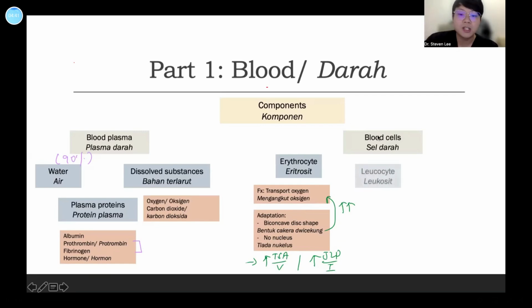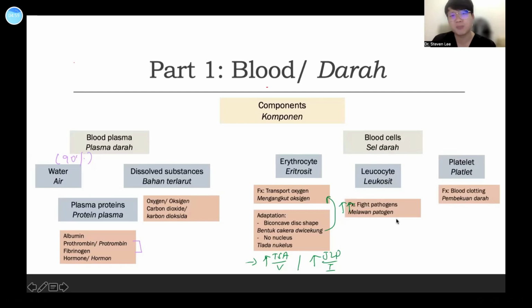So another thing about blood cells that you must know is leukocyte. I think out of all these 3, the most important one will be leukocyte because a lot of students don't know how to understand it. So later I'll try to make it quite simple for you. The function of the leukocyte ataupun sel darah putih, white blood cell, is to fight infections or fight pathogens. We'll go through this later. The last one is platelet. Platelet, we look at it in the later part, which is the blood clotting part. You need to understand that basically platelet is for blood clotting ataupun pembekuan darah. So leukocyte's function is just to melawan pathogen. It's a pretty straightforward kind of thing.